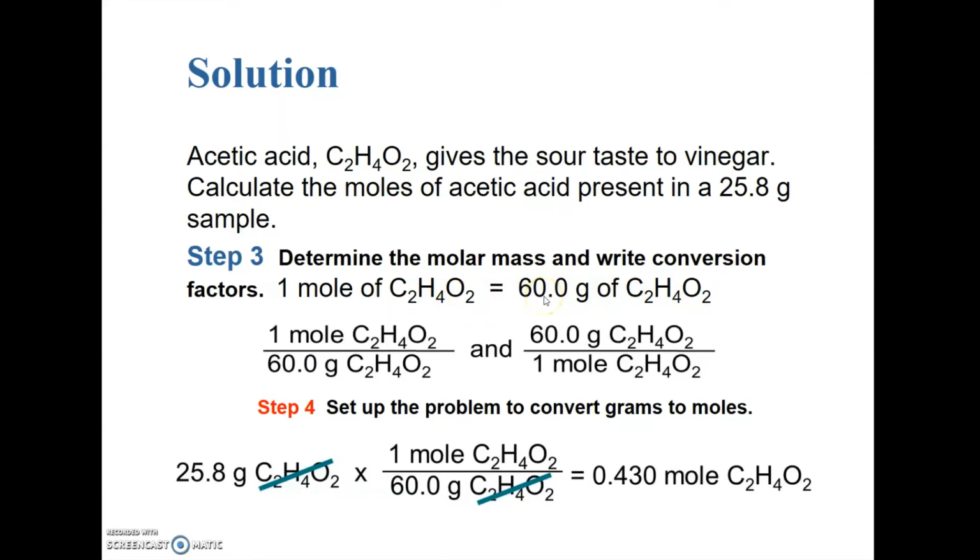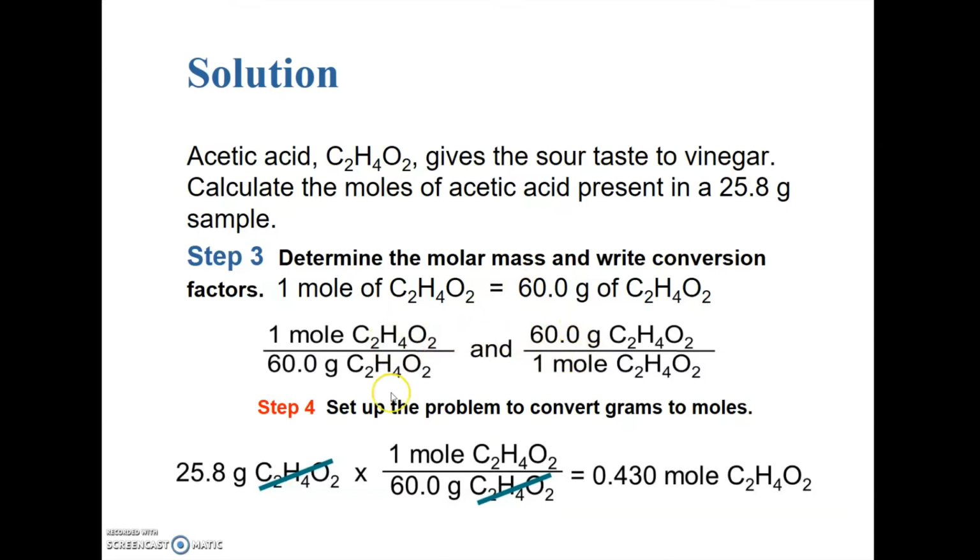To get that 60, you have 2 carbons, 4 hydrogens, and 2 oxygens. If you go to the periodic table and get the mass of each carbon and multiply it by 2, get the mass of each hydrogen multiplied by 4, and get the mass of oxygen and multiply it by 2 and add them up, you will get 60 grams of acetic acid for every 1 mole. So this relationship is known as our equality.